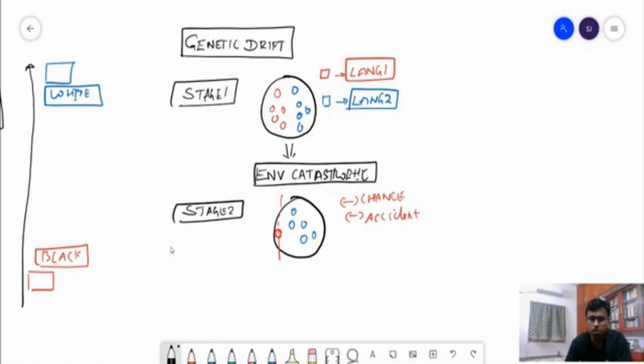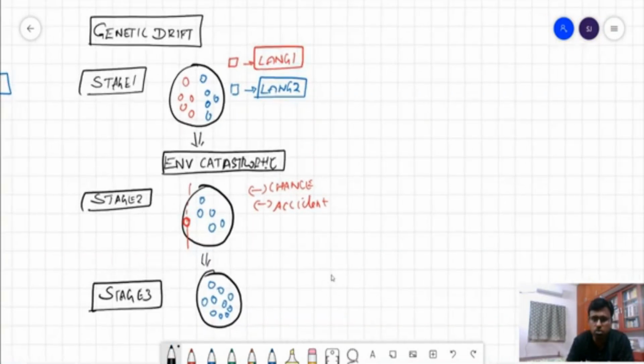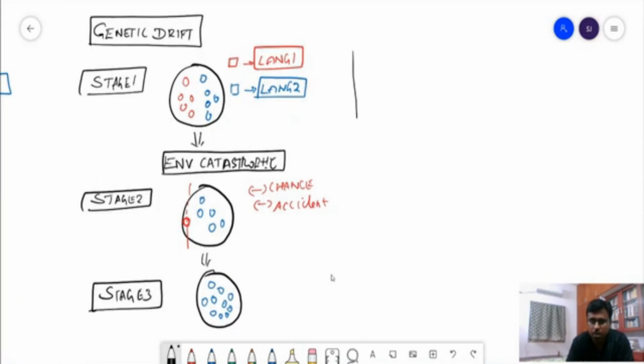Over a period of time, in stage 3, the population speaking red will go away and the population speaking blue will colonize. If you see, this happened because of chance. And you should also know, the same thing is evolution. What is evolution? Change in allele frequency. Now see the change in allele frequency which is happening.